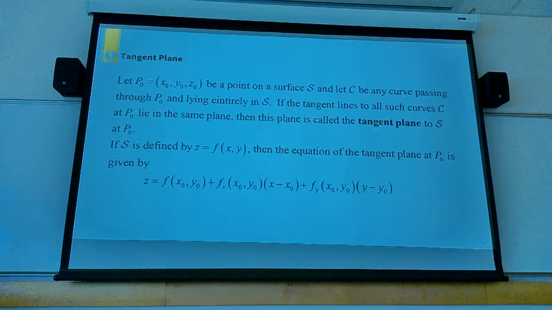Easy way to find the equation: the surface is defined by the function f of x, y. The equation of the tangent plane at the point P0 is z equals f of x0, y0 plus the partial of f with respect to x evaluated at x0, y0 times x minus x0, plus the partial of f with respect to y evaluated at x0, y0 times y minus y0.